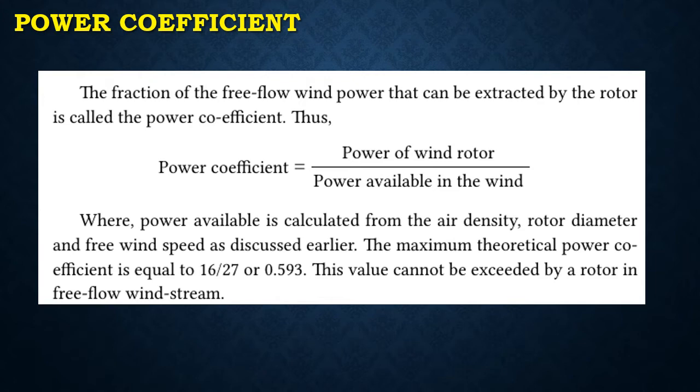The maximum theoretical power coefficient is equal to 16 divided by 27, or 0.593. This value cannot be exceeded by the rotor in the free flow wind stream. So 59% is the maximum power available theoretically. Beyond that, we cannot achieve the efficiency of the wind turbine.